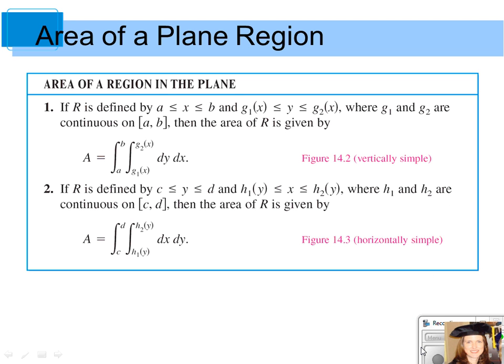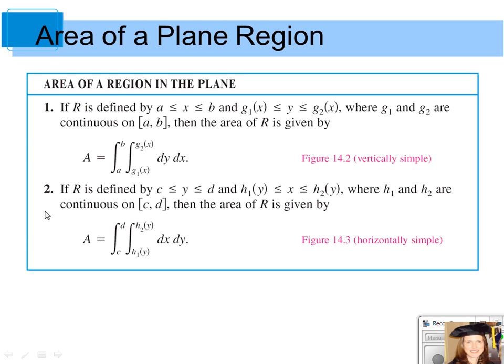Okay, this just summarizes the previous slides. To find the area of a region in the plane, if R is defined between the region where x is between a and b and y is between g1 of x and g2 of x, then the area of the region is set up as a double integral. A is equal to the integral from a to b of the integral from g1 of x to g2 of x of dy dx. That's our vertically simple region.